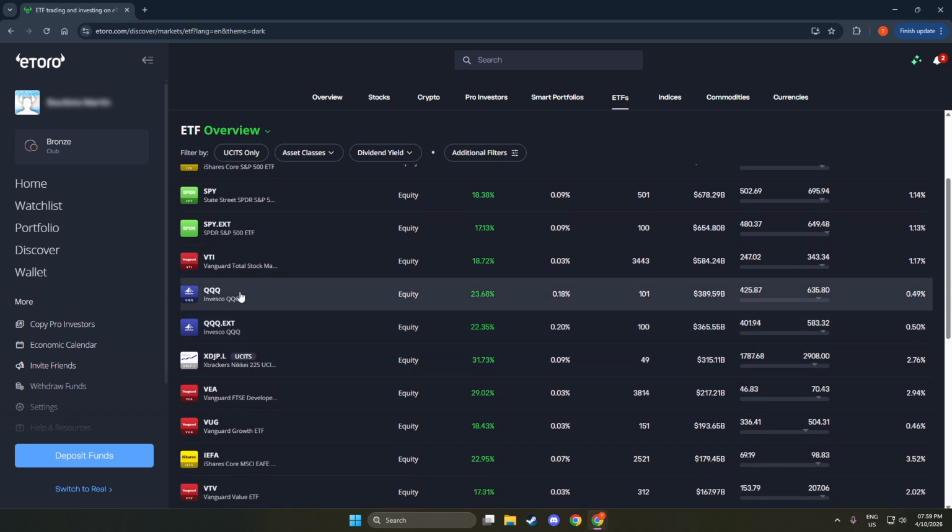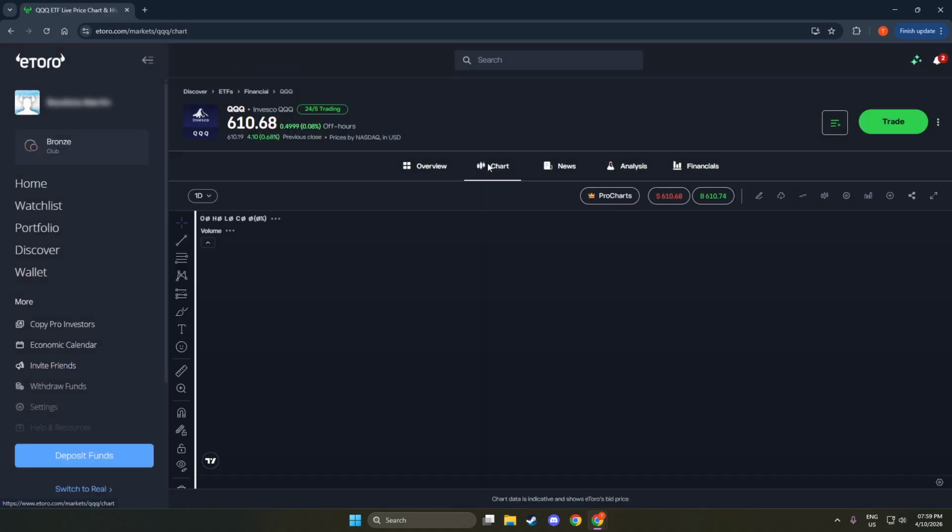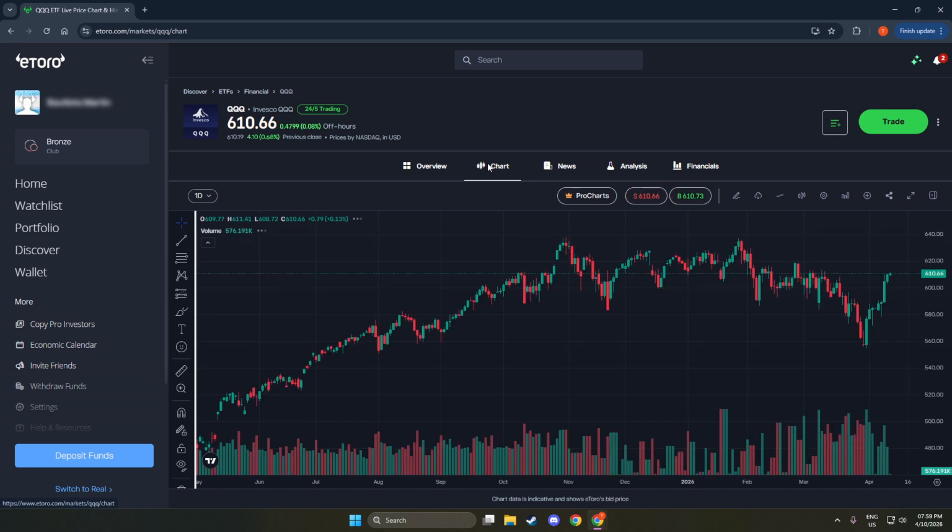First, the chart. Switch between timeframes to understand both short-term moves and long-term trends. A one-day chart shows noise. A 1 to 5 year view helps you see the bigger picture.